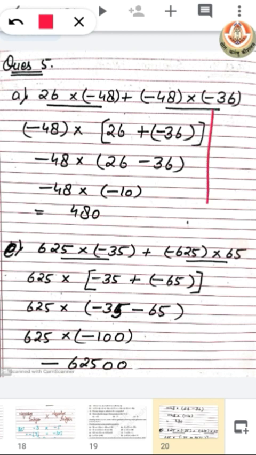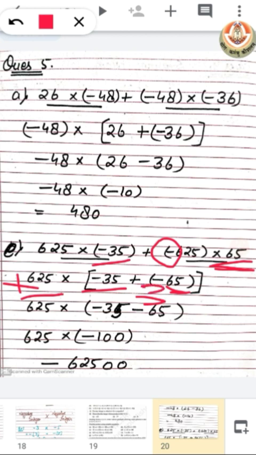Let's check another one. It is also similar to this one. Part E says 625 is multiplying with minus 36, and here minus 625 is multiplying with 65. See class, here we have positive 625 and here we have minus 625. So we have to take positive 625 as common. Here we remain with minus 36, and on this side we have 65 and it's minus, because we take positive 625, meaning only 625, and we leave its negative sign inside the bracket with 65.